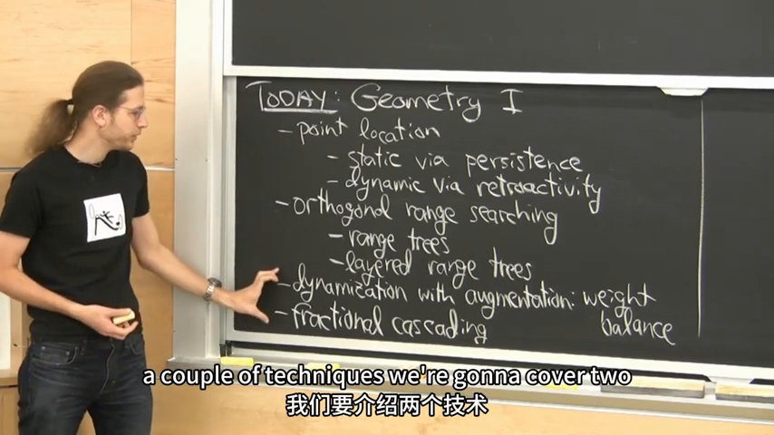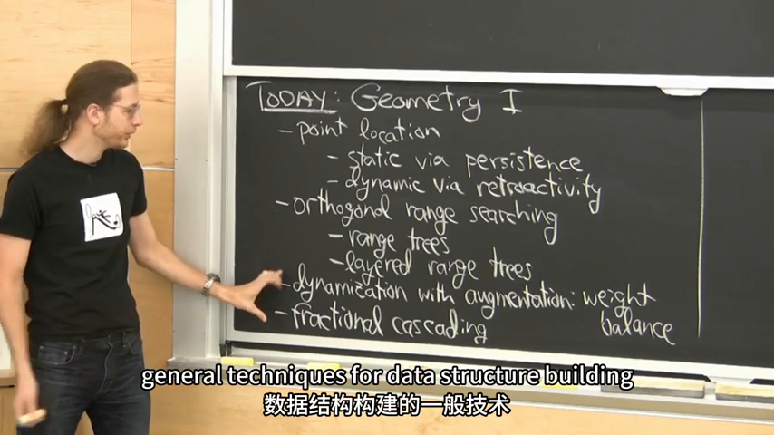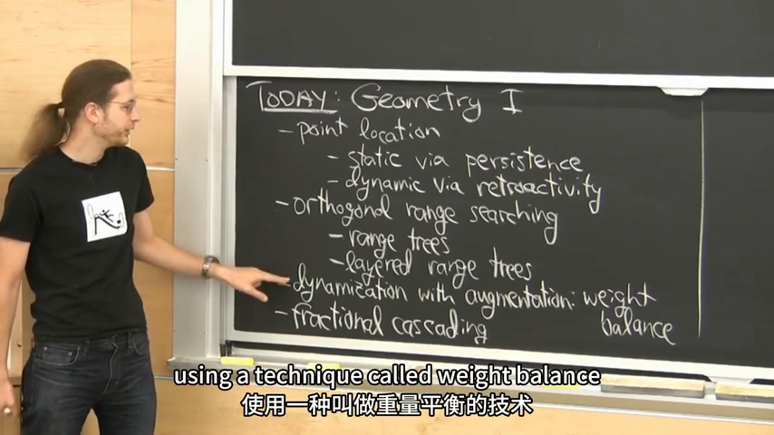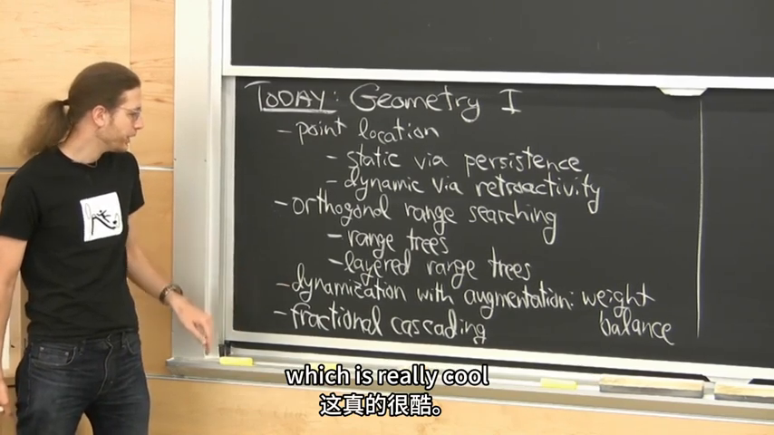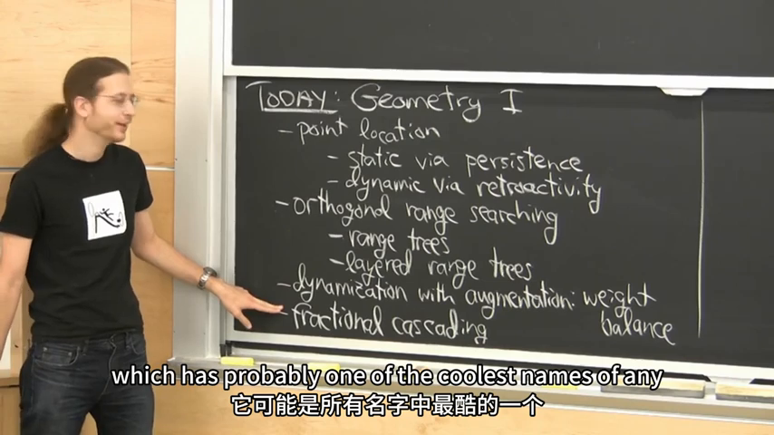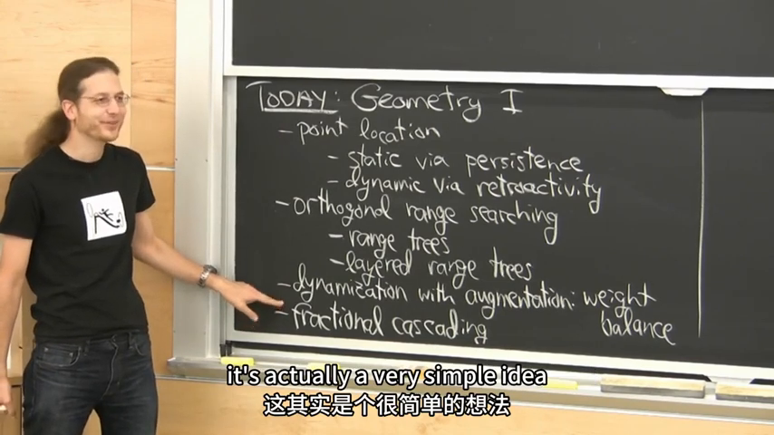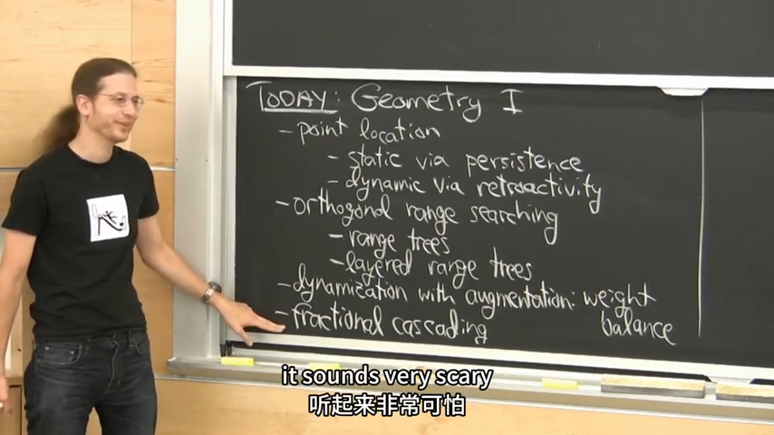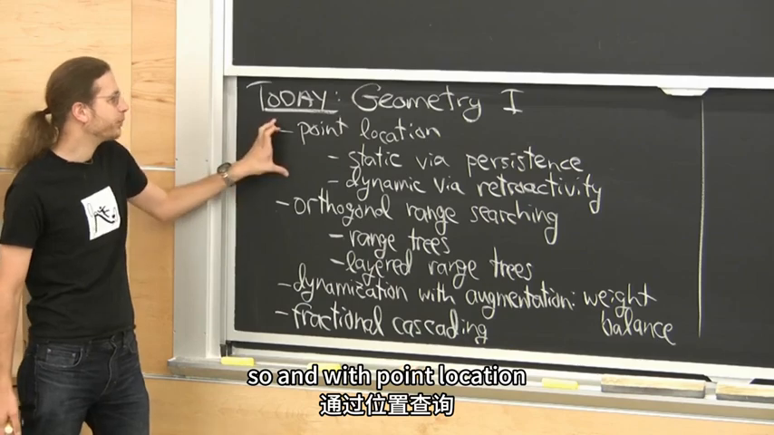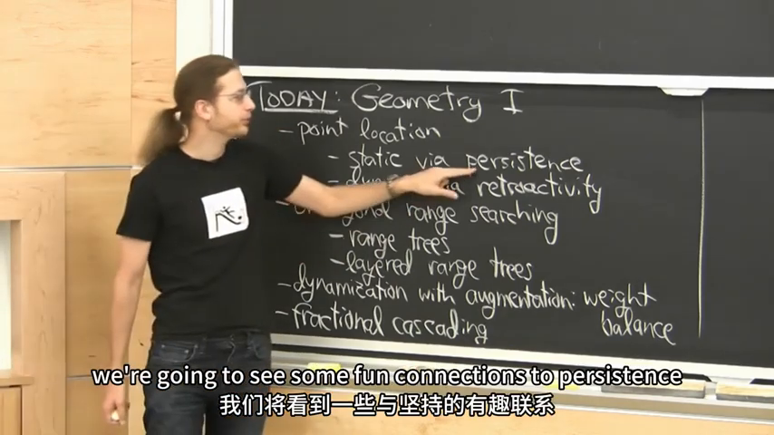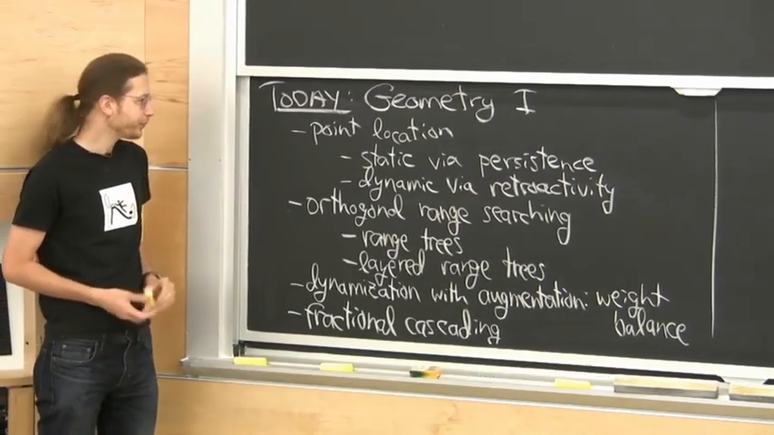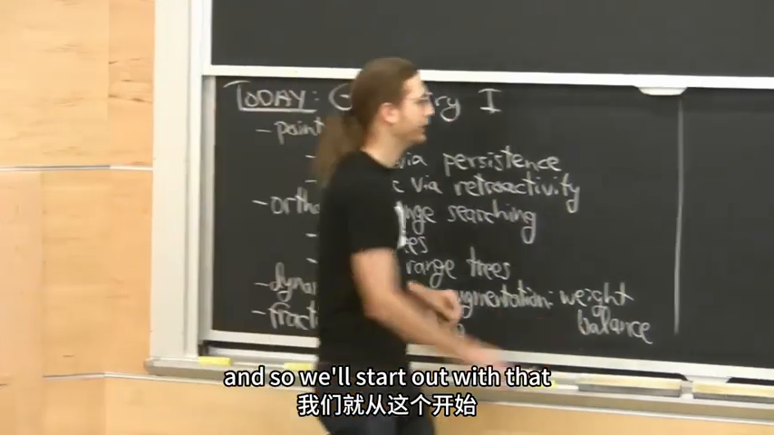We're going to cover two general techniques for data structure building. One is dynamizing static data structures, turning static into dynamic, using a technique called weight balance, which is really cool. And another one's called fractional cascading, which has probably one of the coolest names of any algorithmic or data structures technique. It's actually a very simple idea. It sounds very scary. And with point location, we're going to see some fun connections to persistence and retroactivity, which was the topic of the last two lectures, you may recall. So we'll start out with that.